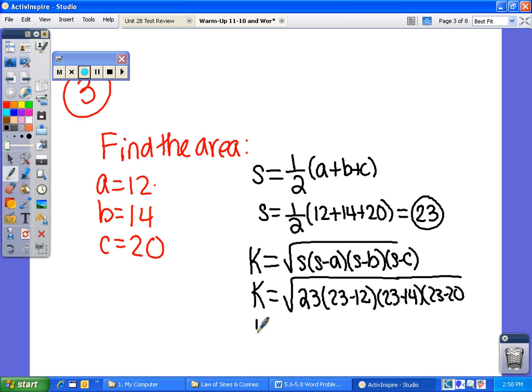I can put all of this in my calculator, just making sure that I have double parentheses in the front and the back. And I wound up getting, rounding it to the nearest tenth, 82.6 square units. Please make sure that you write square units, either square units or units squared. I just need to see some type of a unit.